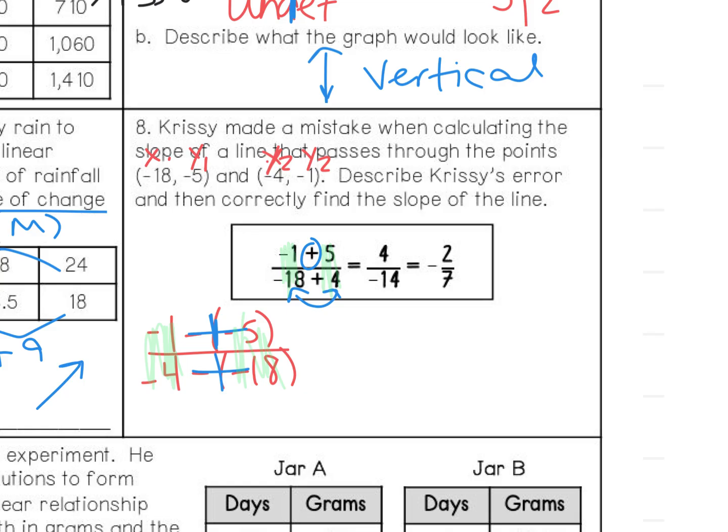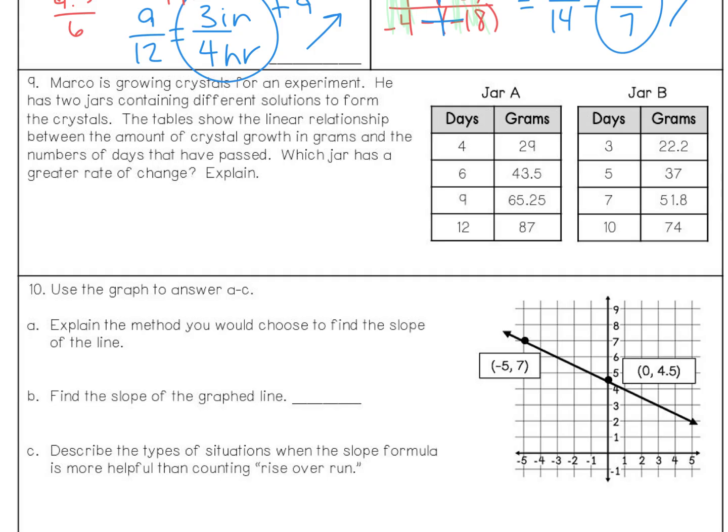Find the slope. So what should the slope actually be? 4 over 14, which is 2 over 7. And hers was negative because she flip-flopped it. That makes a big difference, because a line going up versus a line going down are two different things.